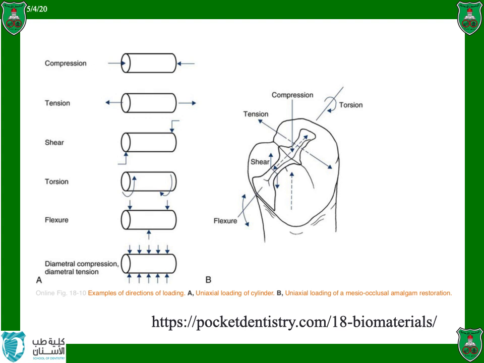you see in this graph, and part of the compression also can transform to shear, some to torsion, and some to flexural forces. So the main force applied on the occlusal surface of a tooth restored with amalgam is compression. However, part of these forces will be translated to tension forces, and part will be transformed to shear, torsion, and flexural forces.